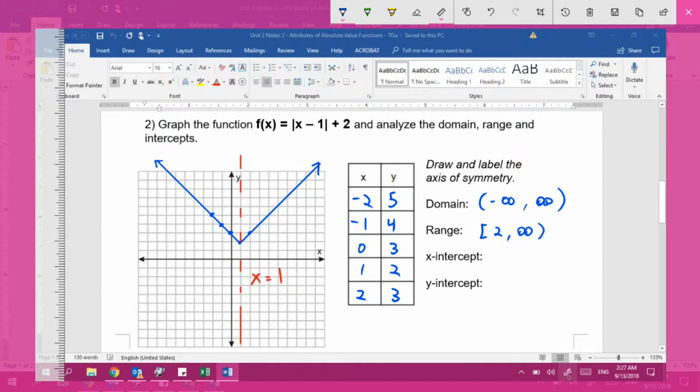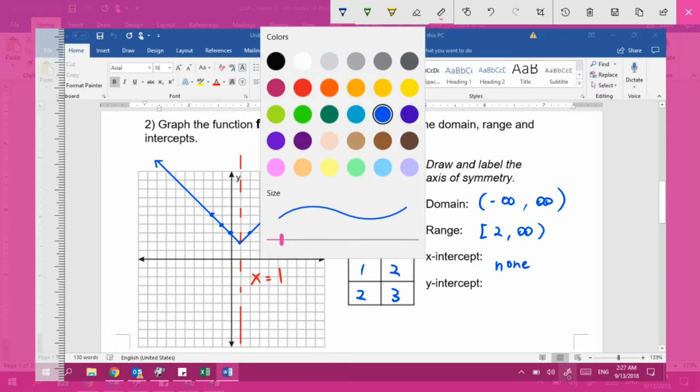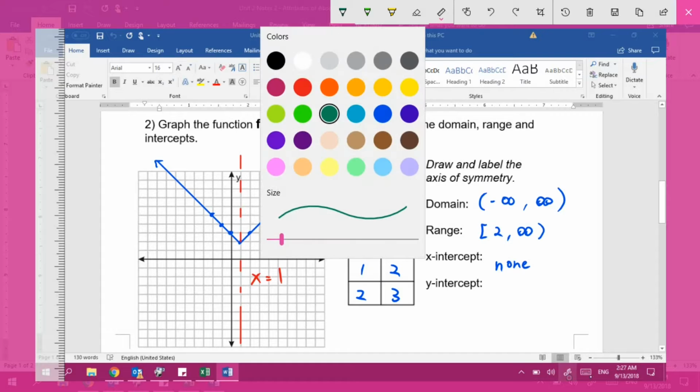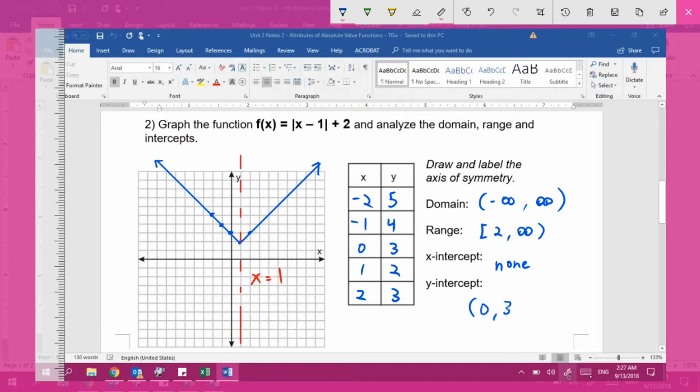The x-intercept, does this cross the x-axis anywhere? No, it doesn't. There is no x-intercept. And as for the y-intercept, we can see it's right here, and that's going to be at 0, 3. Looking at the picture, there we go.